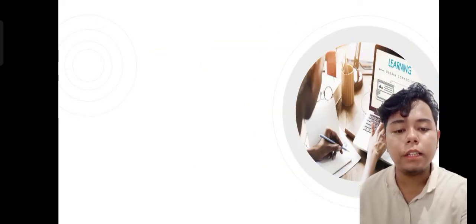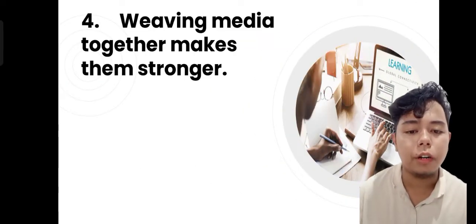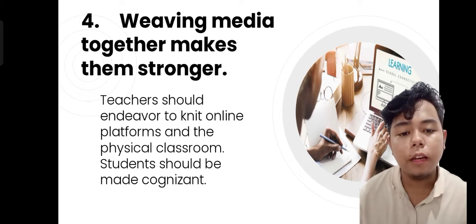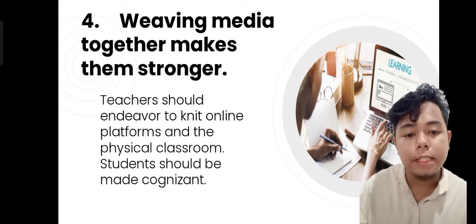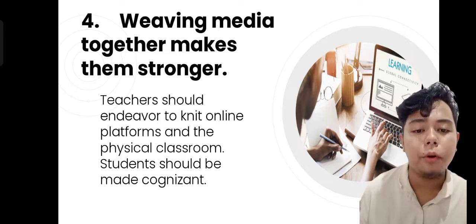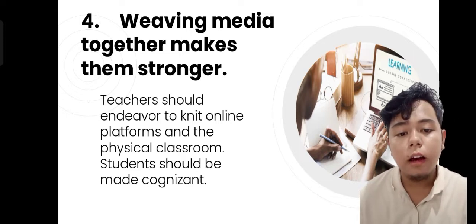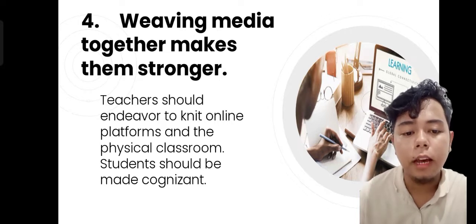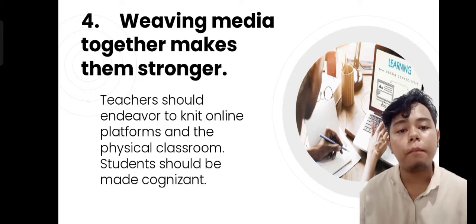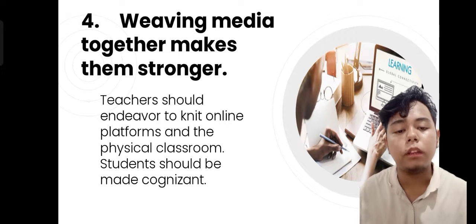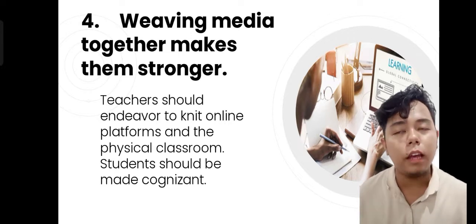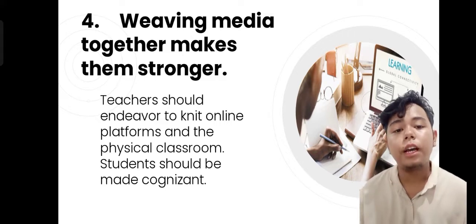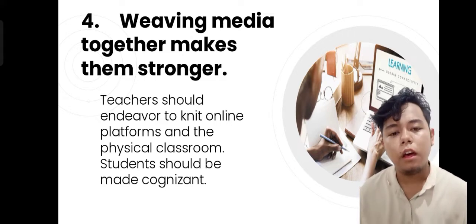So fourth is weaving media together makes them stronger. Technology should involve working online platforms and the physical classroom. This means that students should make constant use of technology, as online technologies supplement and enhance classroom instruction. So by using different kinds of technology and online platforms, students are encouraged to use more media for instruction or learning about a certain topic.